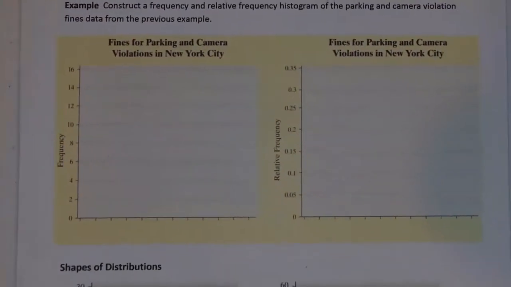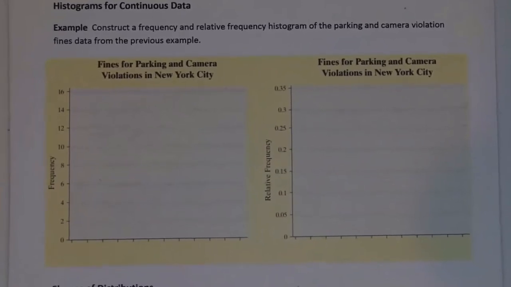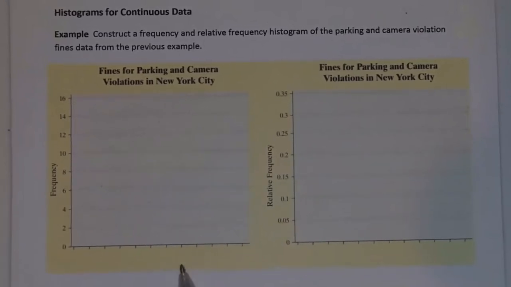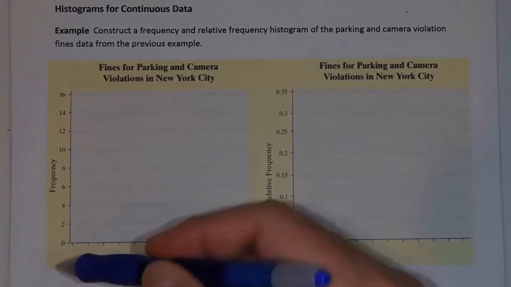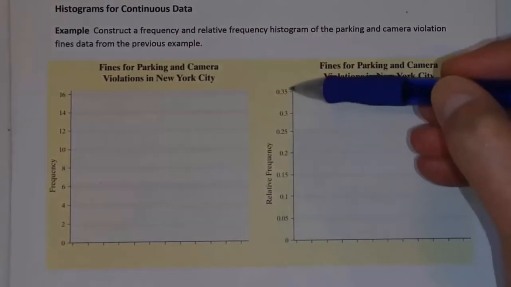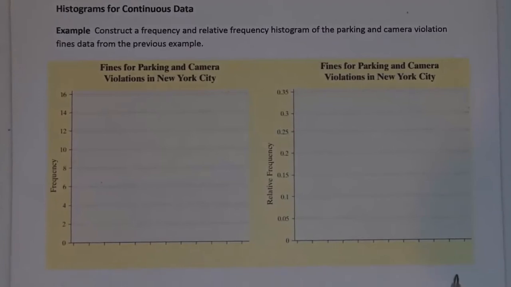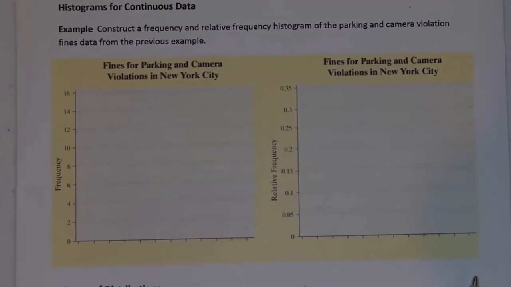Once we have our data organized into a frequency distribution or a relative frequency distribution, we can then graph that data into a histogram for continuous data. Now, I've given us a couple of grids here. On the vertical axis here, I have the frequencies, and here I have the relative frequencies. I did not include anything on the horizontal axis yet. I'm going to write those in.